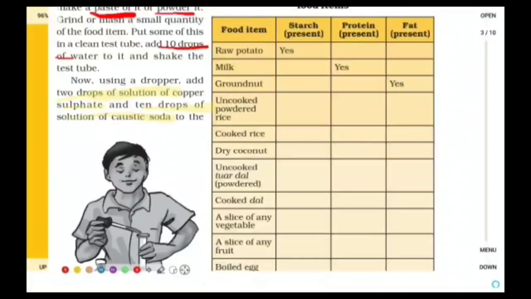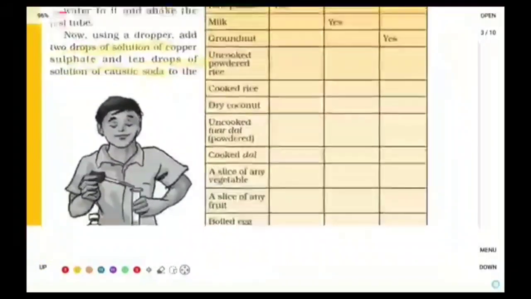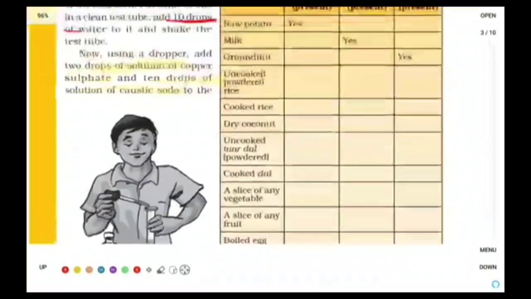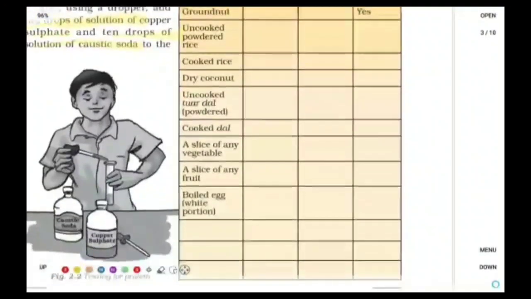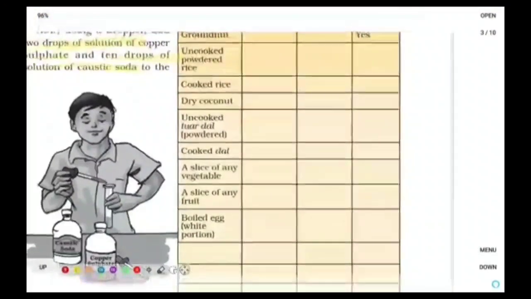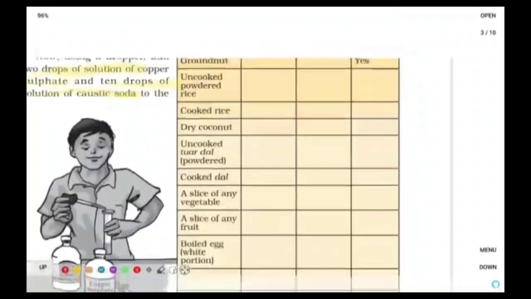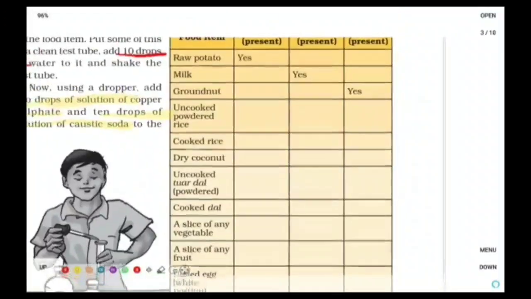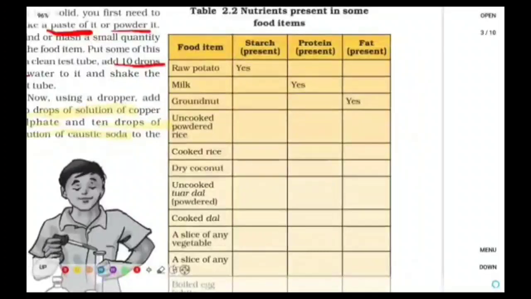Moving on to the next page, test of fats. What are fats? Fats are also called energy giving foods, but they give the energy in the form of sugar content. More intake of it is not good for the body.